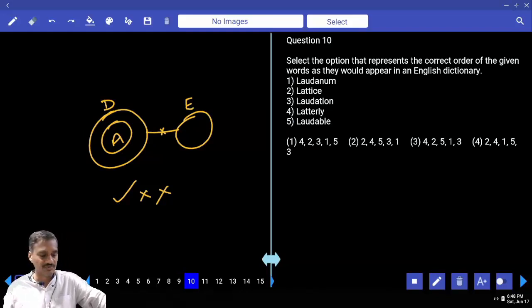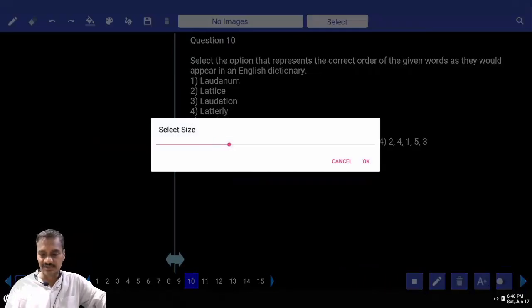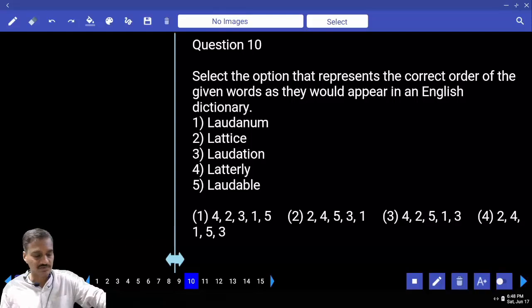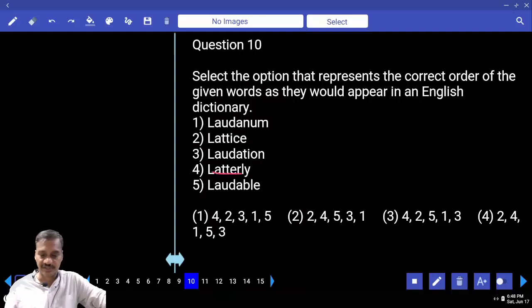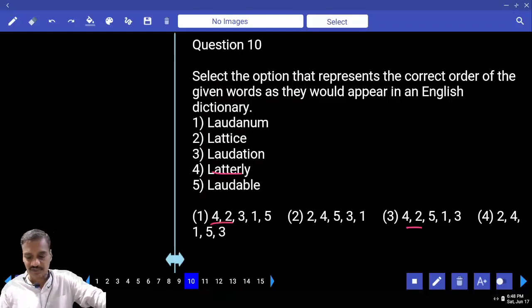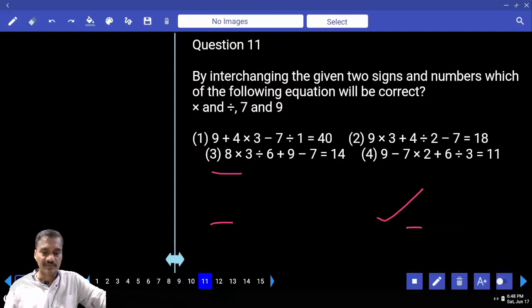The next one, 10th one. Now here we need to find out the dictionary order in this question number 10. Starting with what? What is the first one? L-A-T-T-E. E comes first, hence 4. And after this 4, next one is 2. Next 2, 4 and 2. And next between 3 and 5. Between 3 and 5, first is only 5. And so choice 3, question number 10. Then 11th one.